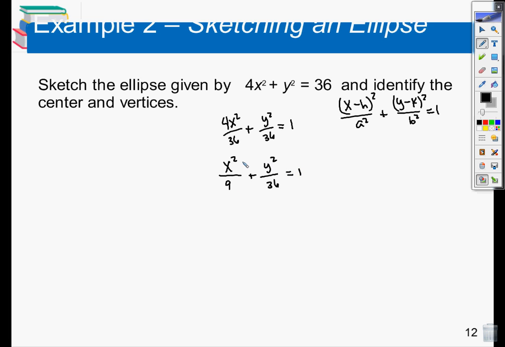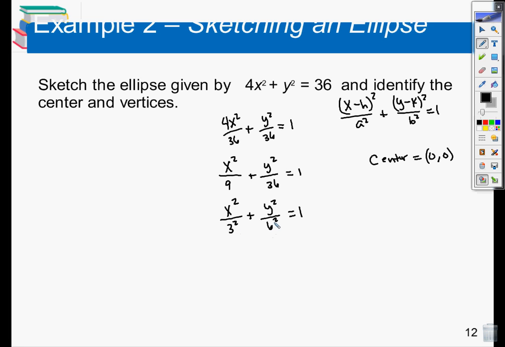Looks like on the top I kind of have it all set. The only thing that I need to realize here is I'm not going to get an x minus h squared or a y minus k squared, because my h, k, my center point, is at 0. That's why it's not looking like that. But then on the bottom, I need to be sure that I'm putting it in terms of a squared and b squared. So x squared over 3 squared plus y squared over 6 squared equals 1. Cool.